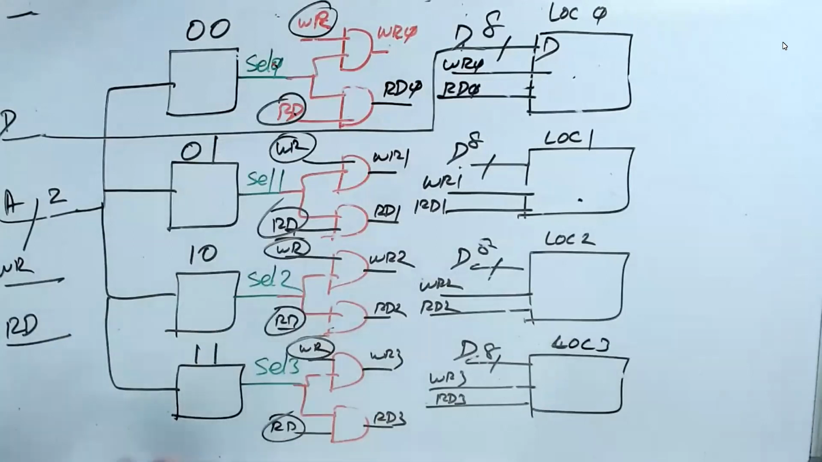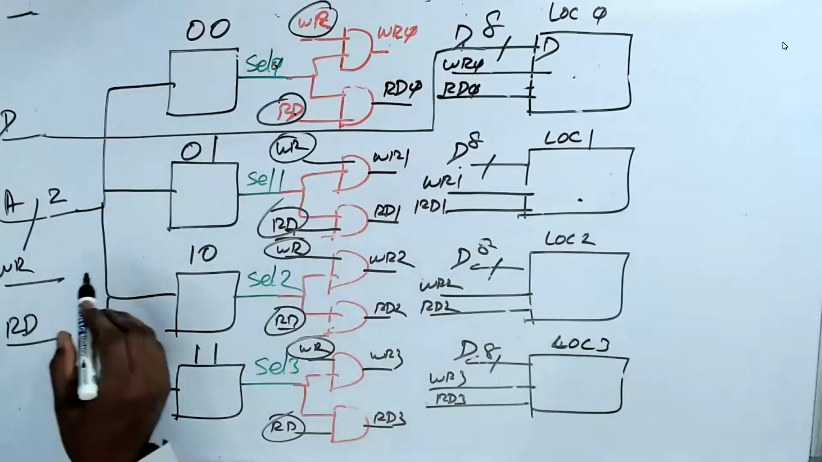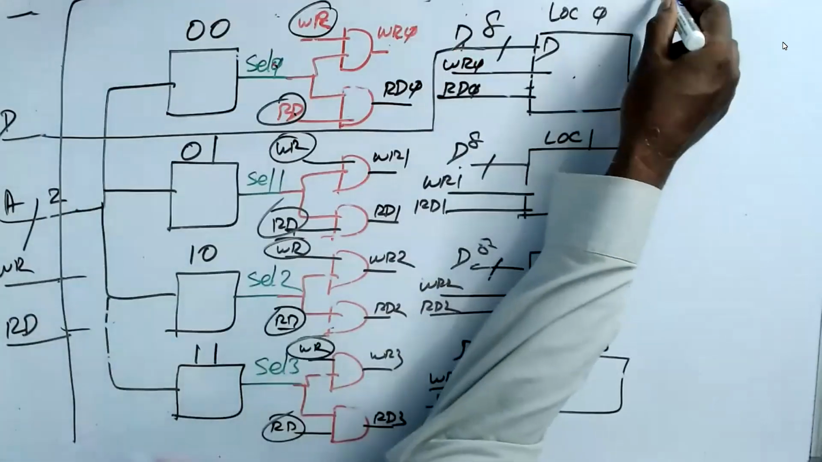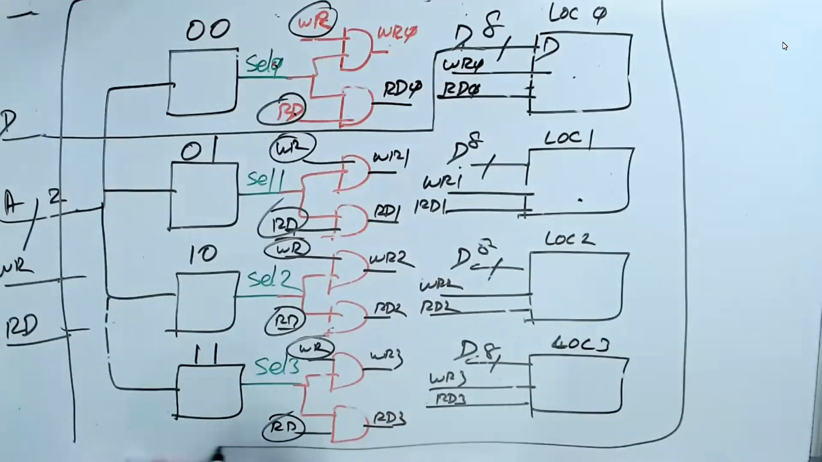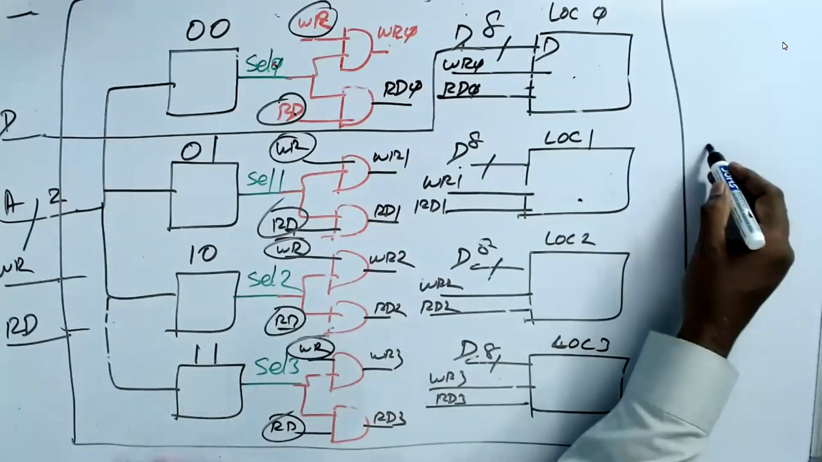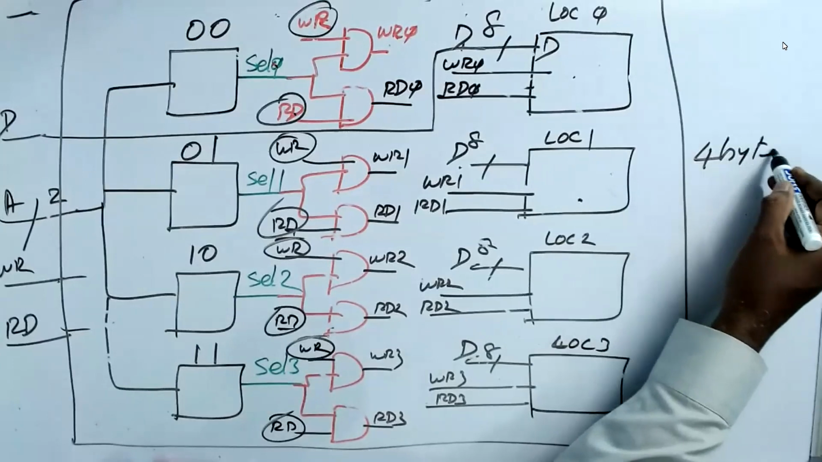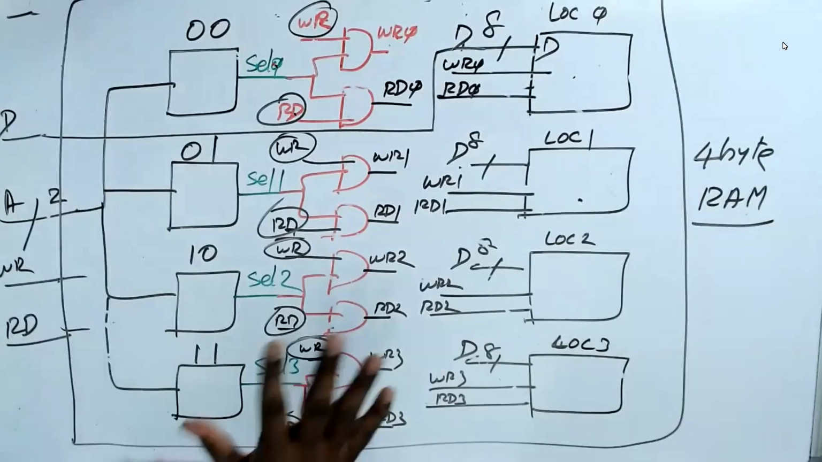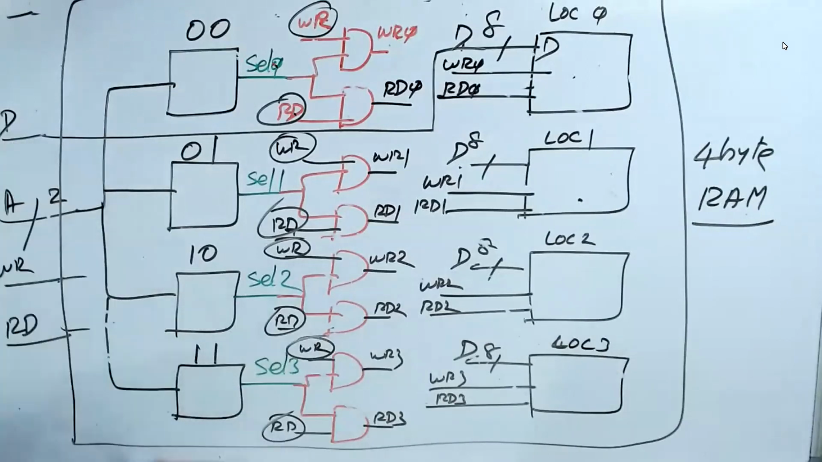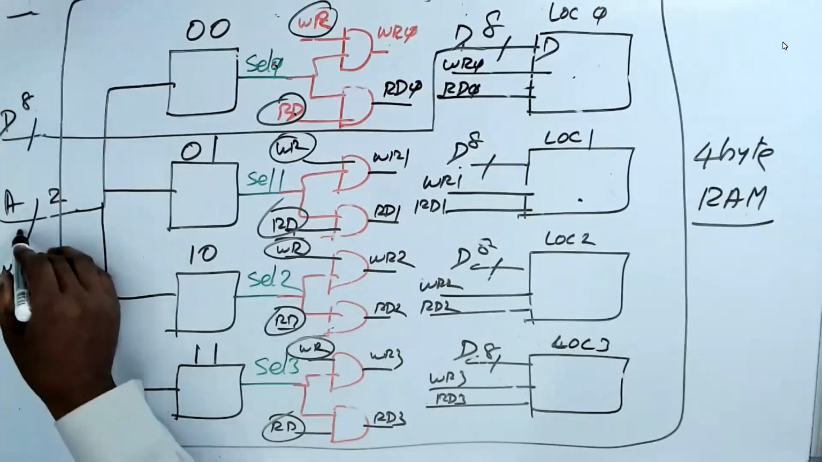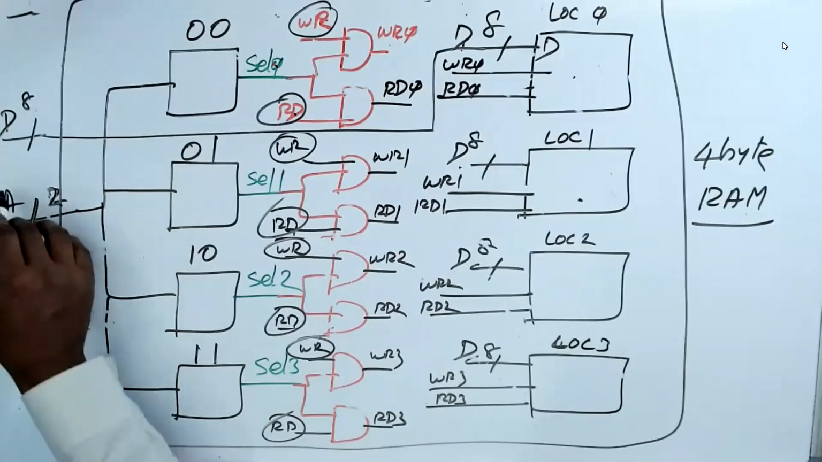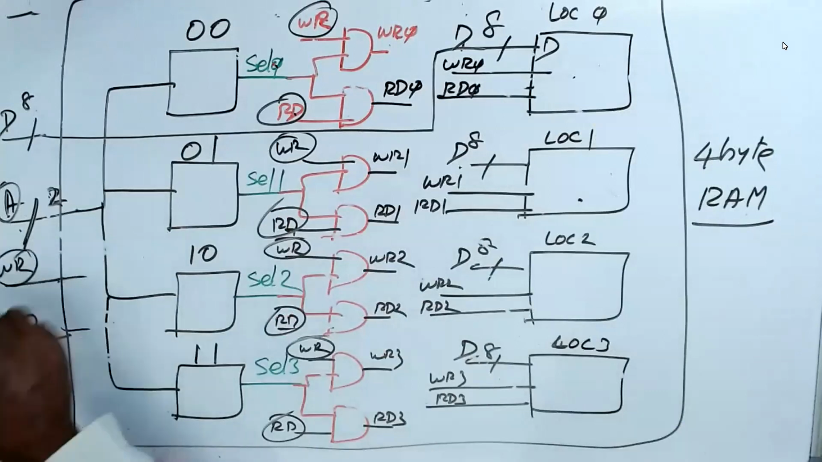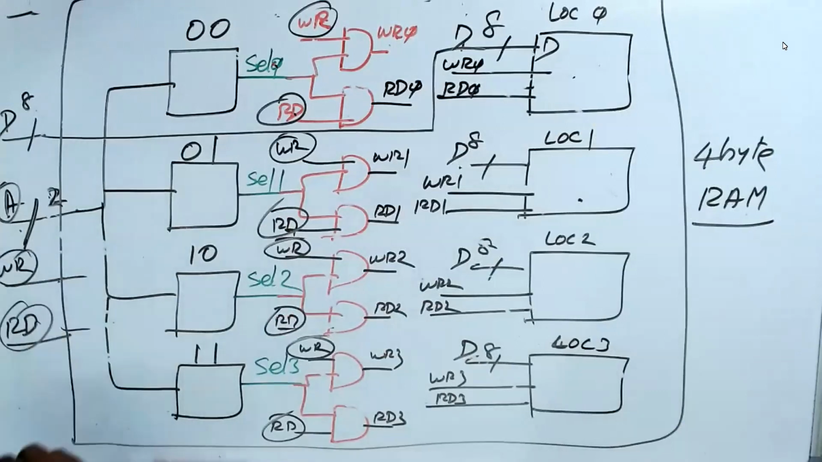Do you understand? Now what I do here is, I make this as a block. This is called 4-byte read write memory, or we call RAM. This is called 4-byte RAM. What is the input? Data, 8-bit, and address, 2-bit. This A is called address because I'm addressing the location. Then write is called to write, read. Do you understand this?